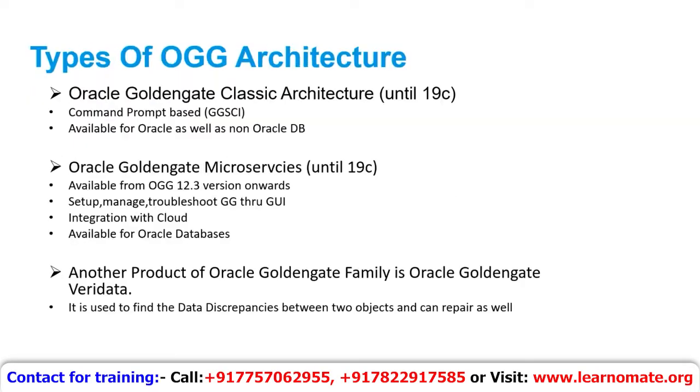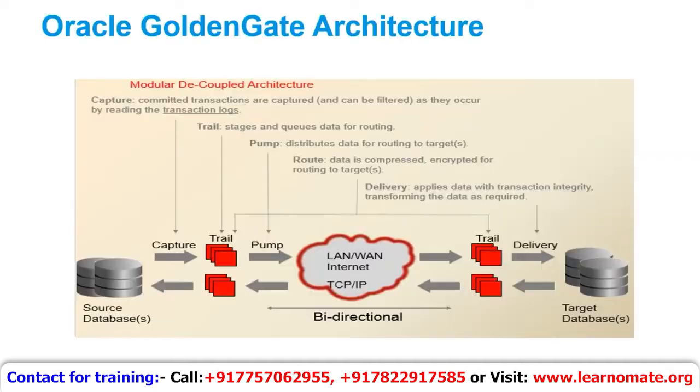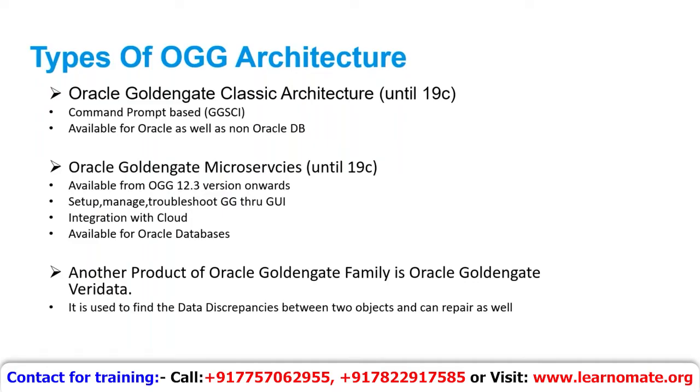Next, we'll move to the topic of the different types of GoldenGate architecture, and then we'll move to 21c new features, etc. So what are the different types of Oracle GoldenGate architecture? There are two types: Oracle GoldenGate classic architecture and Oracle GoldenGate microservices architecture.